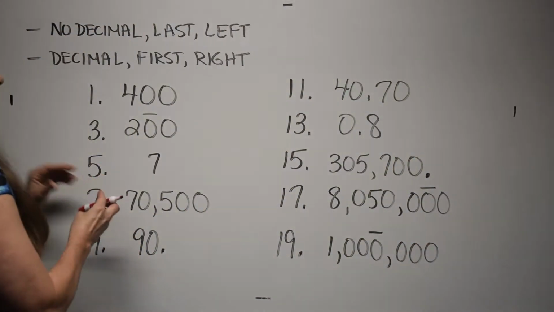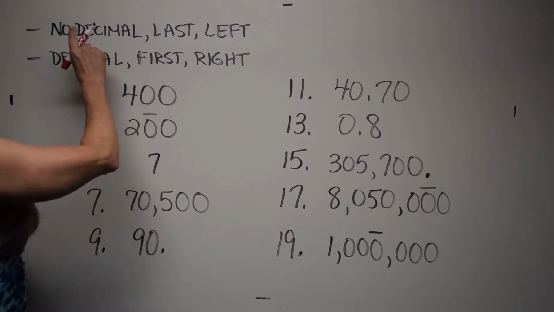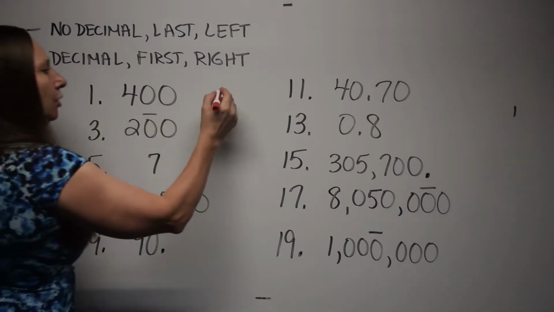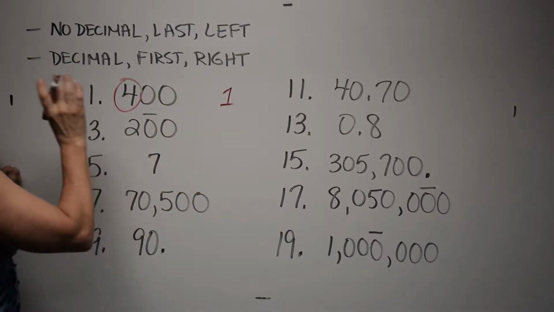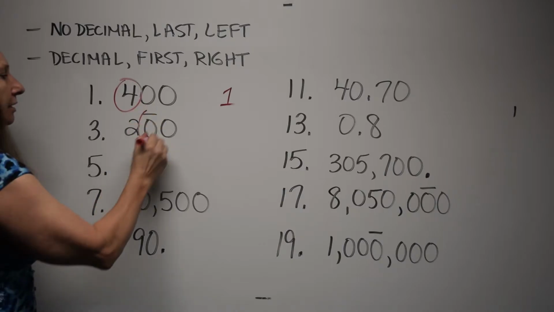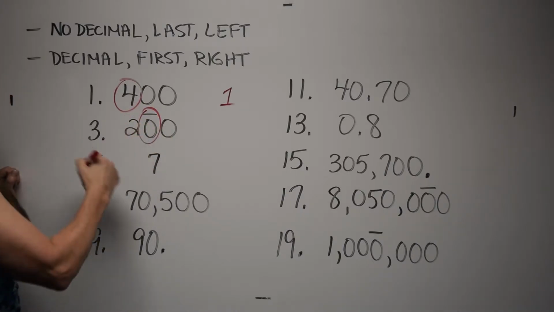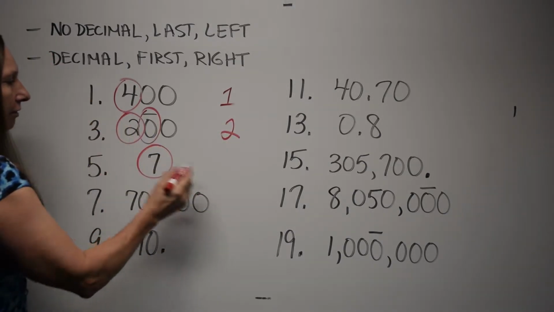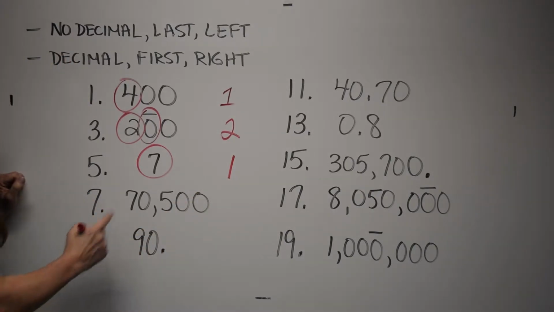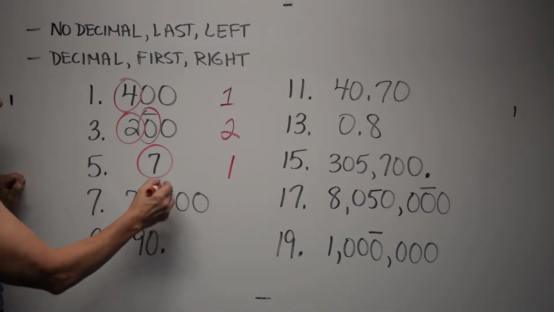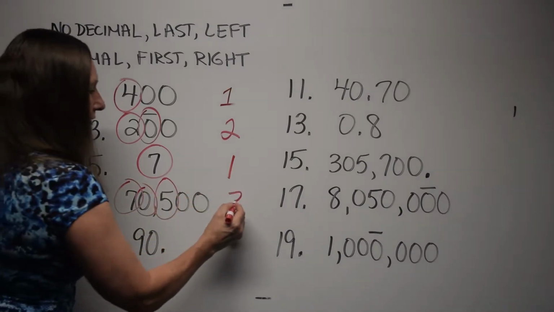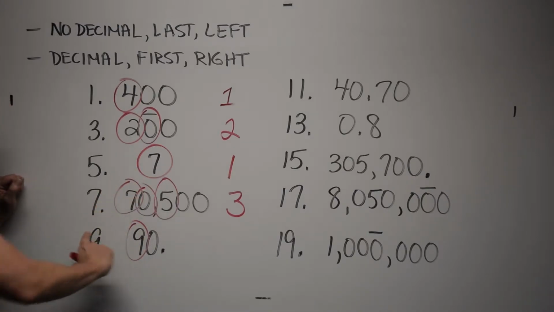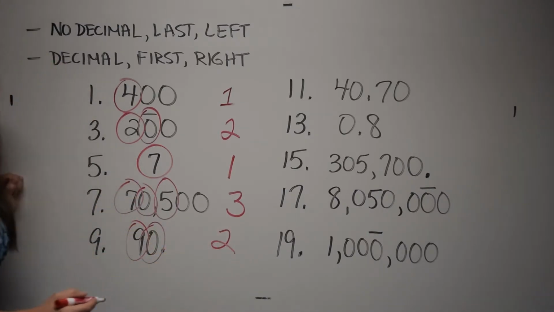The first thing you decide: is there a decimal or not? No decimal, last and to the left. One significant figure. No decimal, the last non-zero or dash zero, it and to the left, two significant figures. No decimal, one significant figure. No decimal, last and to the left. Three significant figures. There's a decimal, go to the first non-zero, it and everything to the right, so there are two significant figures.